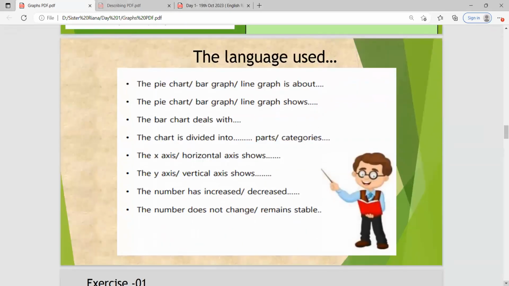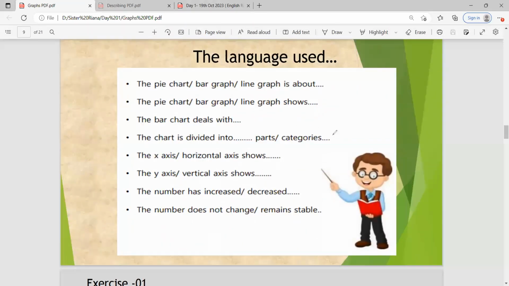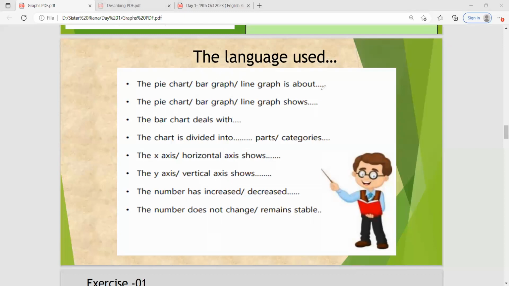Now these are some of the words where you can use it. Remember that the pie chart or the bar graph or the line graph shows, the bar chart deals with, then you can mention the x-axis and the y-axis, then the number, whether the majority of the students like this, the minority of the students like this. Like that way you can explain, right?